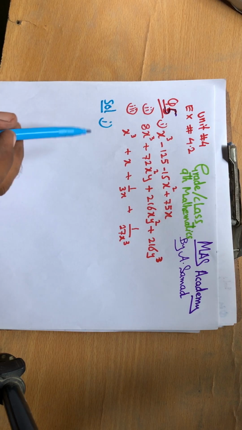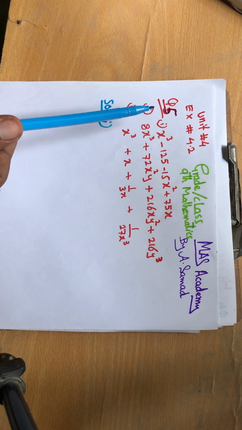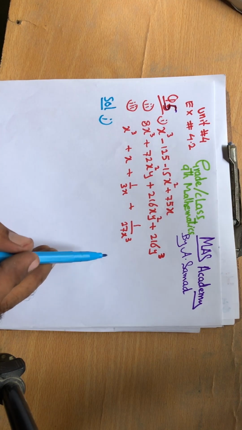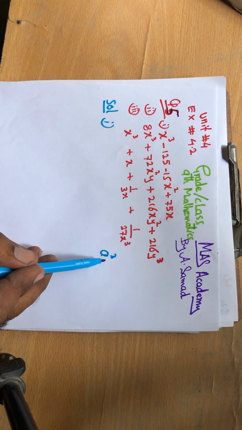We are in unit number 4, factorization, and right now we have another formula, that is the cube formula. Exercise 4.2, question number 5. There are three parts to this question.